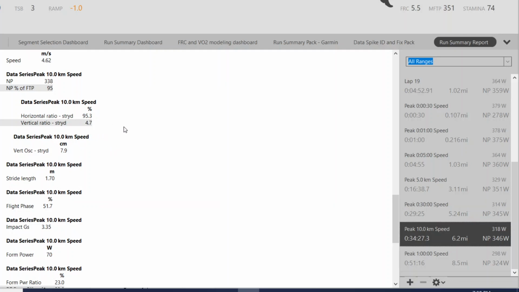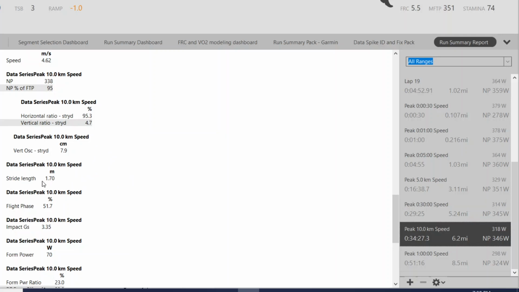Horizontal power ratio gives me a better reflection, in my opinion, of what's happening between horizontally directed power and vertically directed power. So this is sort of an obsolete metric in my opinion. Stride length, same thing.